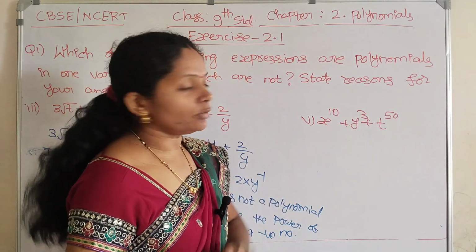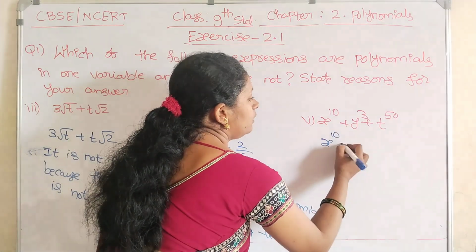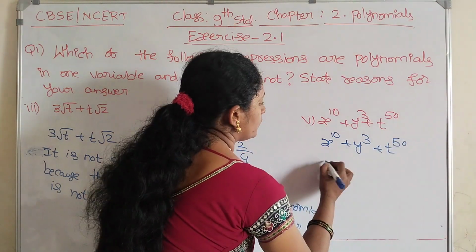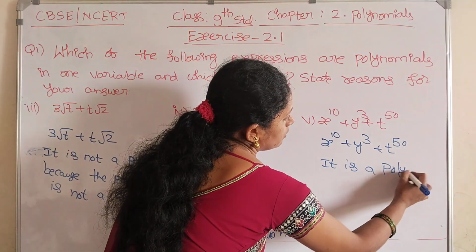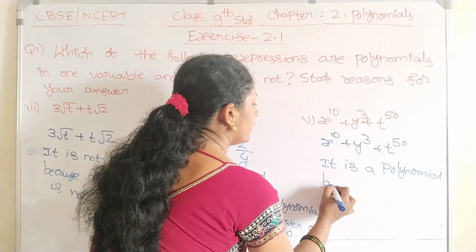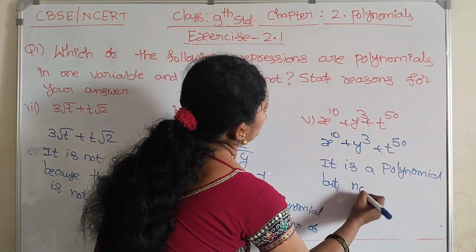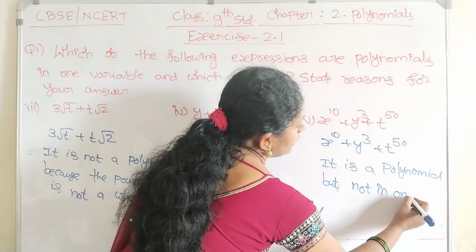Next, is it a polynomial? Yes, of course it is a polynomial: x power 10 plus y power 3 plus t to the power of 50. It is a polynomial, but not in one variable.